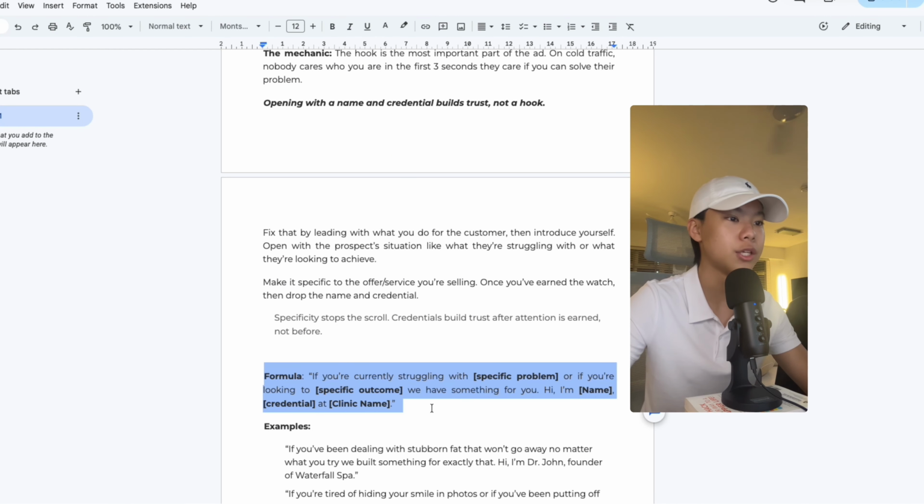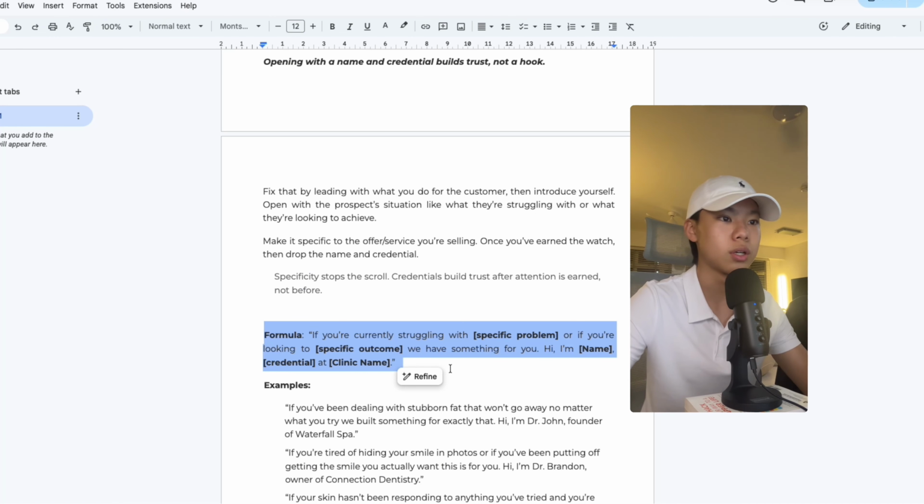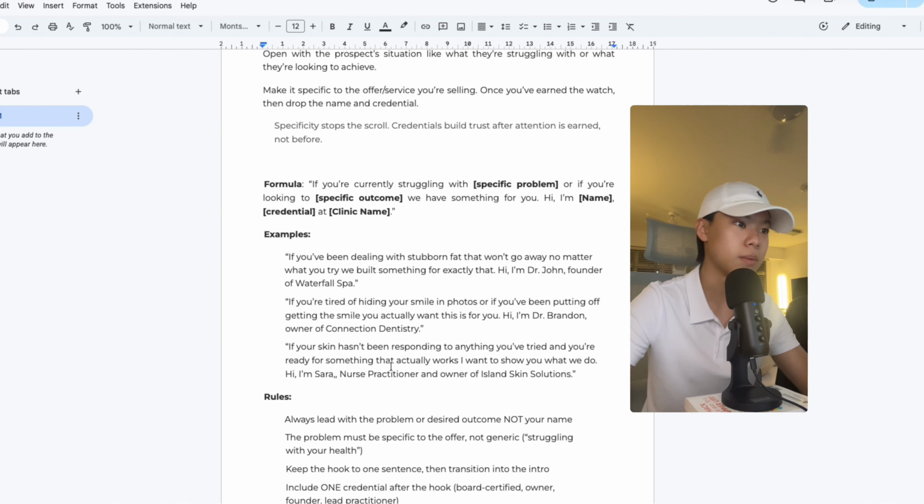So this is a formula that you can plug and play into. I'll just read it out. For example, if you're currently struggling with a specific problem, or if you're looking for a specific outcome, we have something for you. Hi, my name is your name, your credential and your clinic name, right? These are some examples that we have.